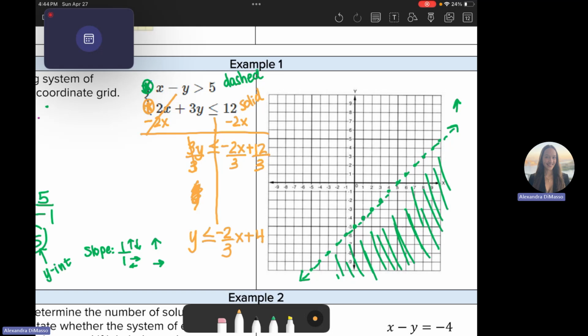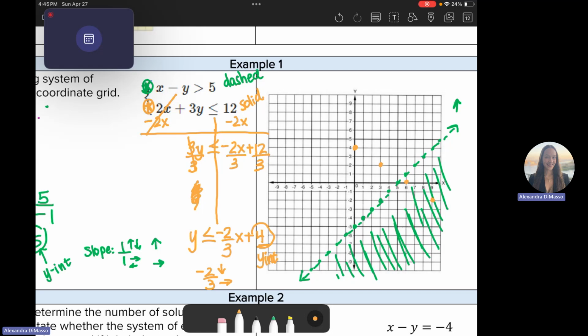So this is now my second equation I'm going to graph. My y-intercept is a positive 4, and my slope is negative 2 over 3, which is going to take me down 2, and 3 is positive, so to the right 3. So I start at positive 4, and I go down 2 to the right 3, and do what? Down 2 to the right 3, 1, 2, 3. Okay, so on and so forth.